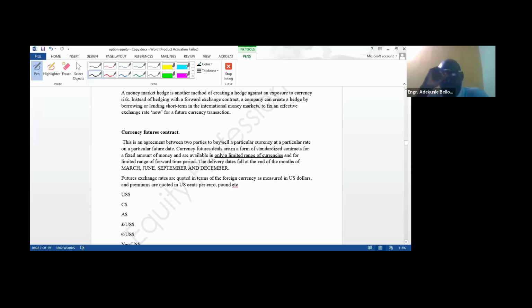Number 3, currency futures markets. We have explained forward exchange contracts, also known as forward markets. We have explained money market hedging. Number 3, currency futures contracts.